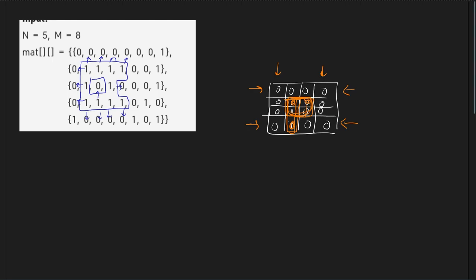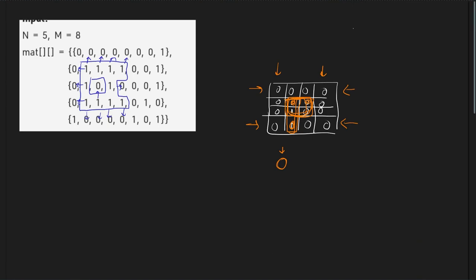If there is a one present here, you can just continue a normal DFS. And for each of those ones, you can check whether it lies on the edge or not. If there is any one in the connected component that lies on the edge, then for the whole connected component, the answer will be zero. So we'll consider the contribution of that particular connected component to be zero, right?